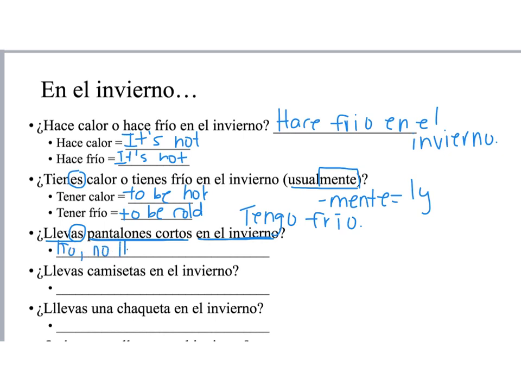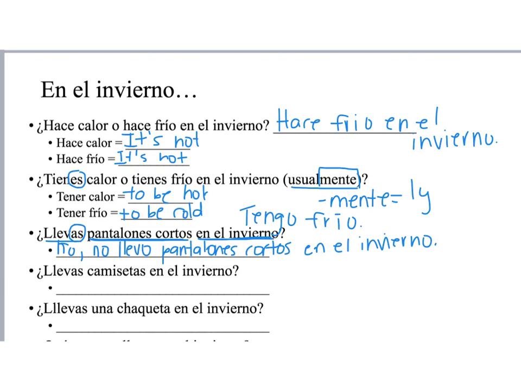No llevo. When you answer, always put it in the yo form, right? Because now I'm talking about myself. No llevo pantalones cortos en el invierno. I don't wear shorts in the winter. No llevo pantalones cortos en el invierno.